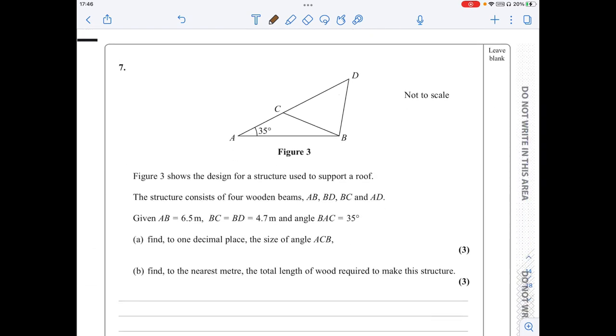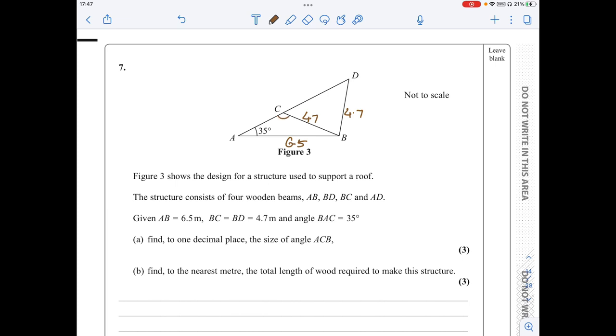Now question number 7. The figure 3 shows the design of the structure used to support a roof. The structure consists of 4 wooden beams AB, BD, BC and AD. Given AB is 6.5, BC and BD are 4.7, angle BAC is 35 degrees. Find to one decimal place the size of angle ACB.